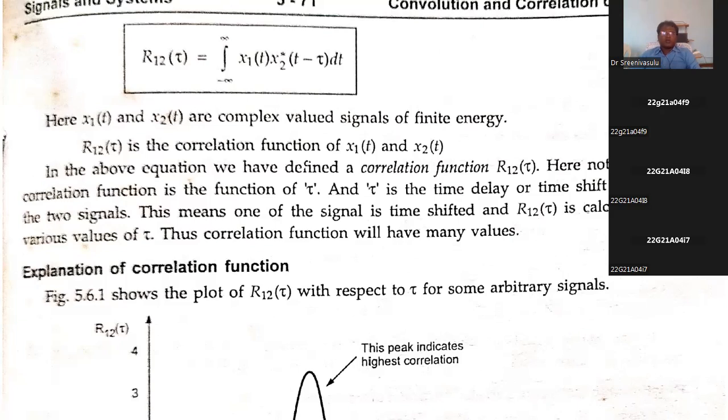So you observe in the formula, x1 of t we are not disturbing. x2 of t we are going to delay here. Whether it is delayed or advanced depends upon the tau value. Suppose tau is positive, it is going to be delayed. Tau is negative, it is going to be advanced. So the main idea is we are going to test at different values of tau. Is there any similar information?